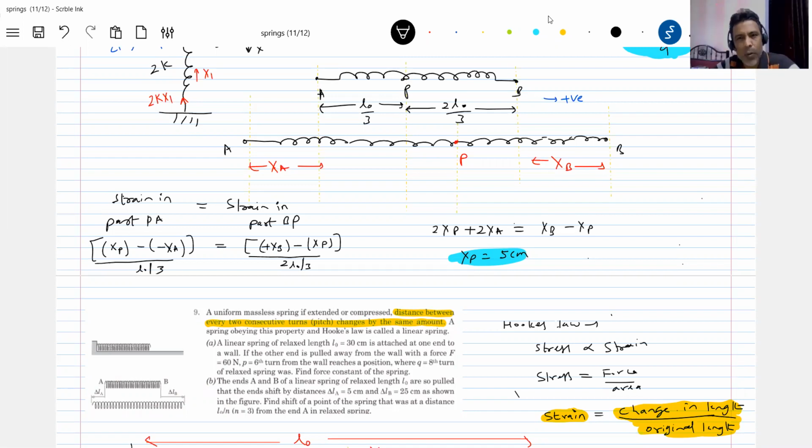Sir, can you locate a point where the displacement will be 0? Can we locate a point on a spring where the displacement will be 0? I'm giving it as a question. Can we find out? So you have to put XP, no? So I'll come to the question.